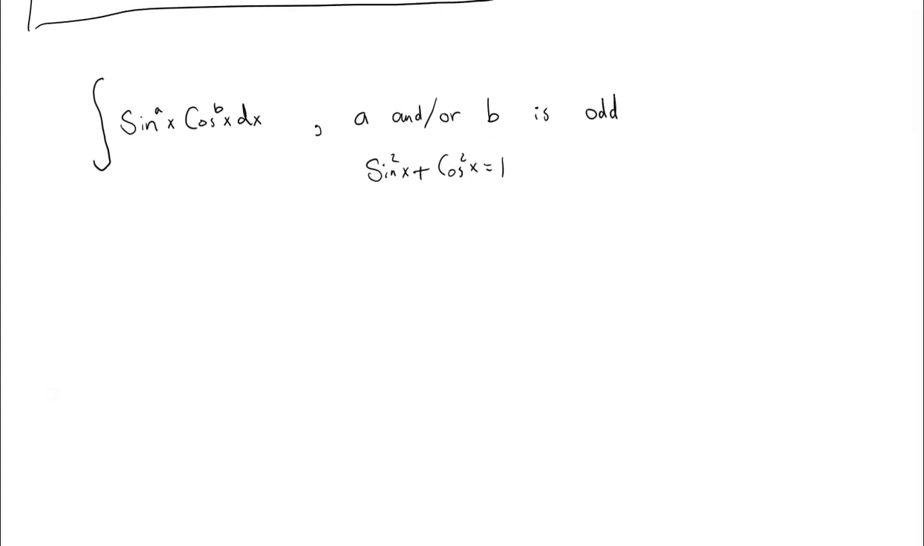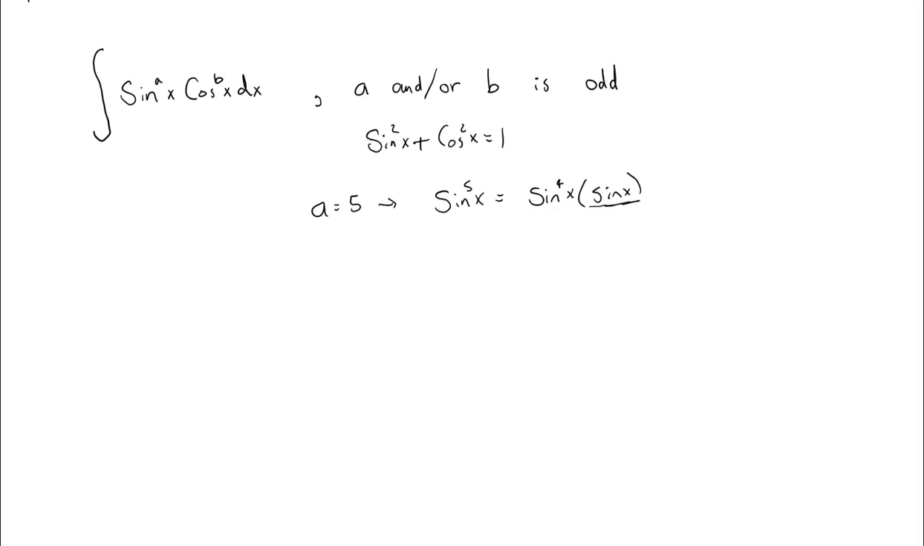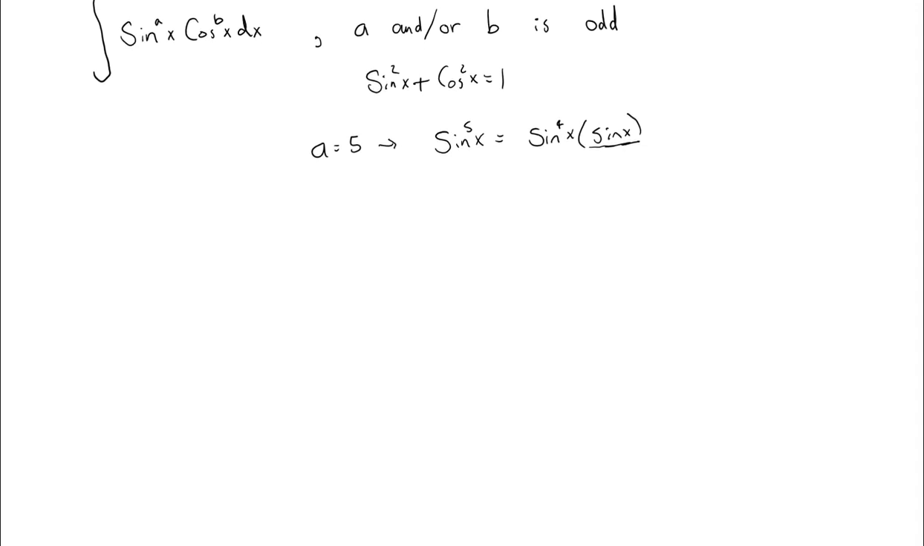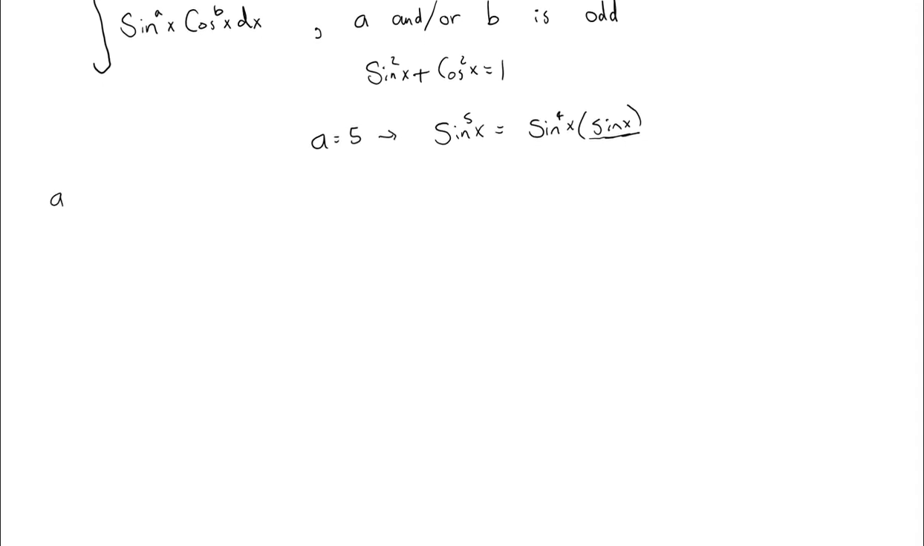So in other words, if a is equal to 5 here, well, we know that if a is equal to 5, then we'll have sine to the 5th of x, which will just be equal to sine to the 4th of x times an extra sine of x. And we'll always be able to get rid of that extra sine of x or cosine of x through our u substitution. And notice that this even works if a or b is equal to 0, right?